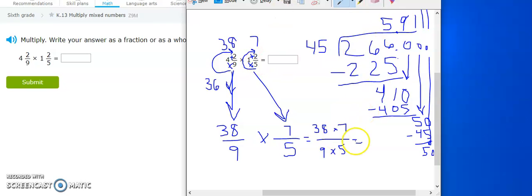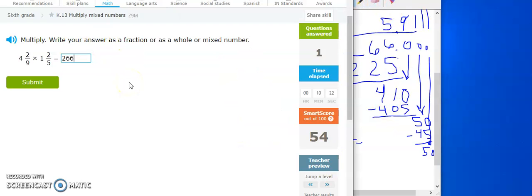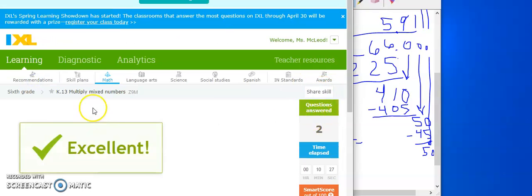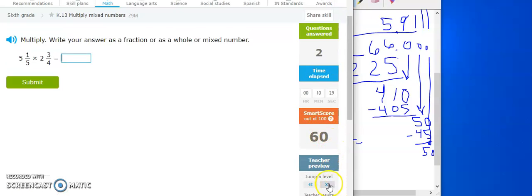So 266 over 45, which is what we originally got when we multiplied this together, should still get us our correct answer. So let's try that. 266 divided by 45, not 46. And that is our answer.